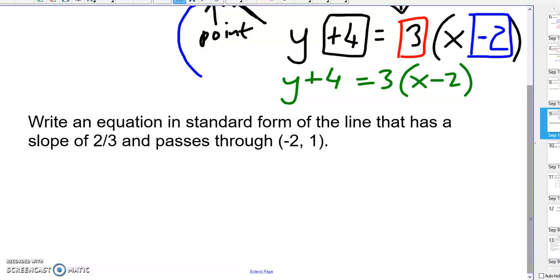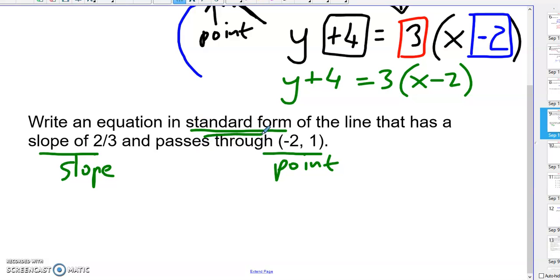Okay, so the next one here, write an equation in standard form of the line that has a slope of 2/3 and passes through (-2, 1). All right, so we want this in standard form, but we've got the slope and the point. So remember, with slope and point, the easiest way to do this is to write it in point slope form. Then we'll move things around and get it into the standard form that's required.